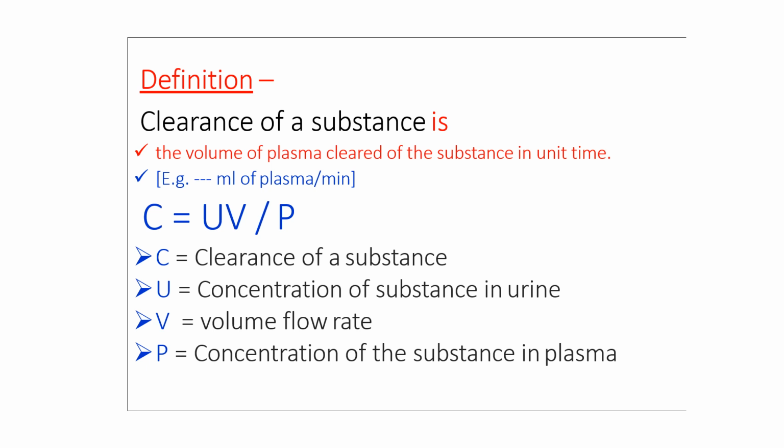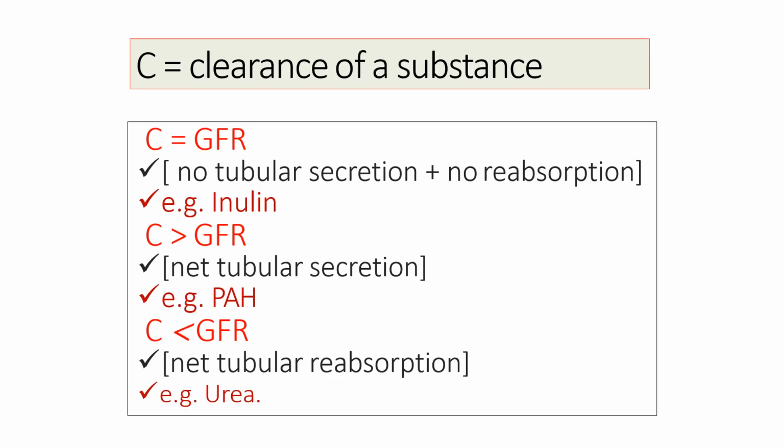The formula is C = UV/P, where C is clearance, U is the concentration of the substance in urine, V is the flow rate of the urine, and P is the concentration of the substance in plasma. Clearance equal to GFR means no tubular secretion and no reabsorption is taking place. Then the clearance of the substance will be equal to GFR.